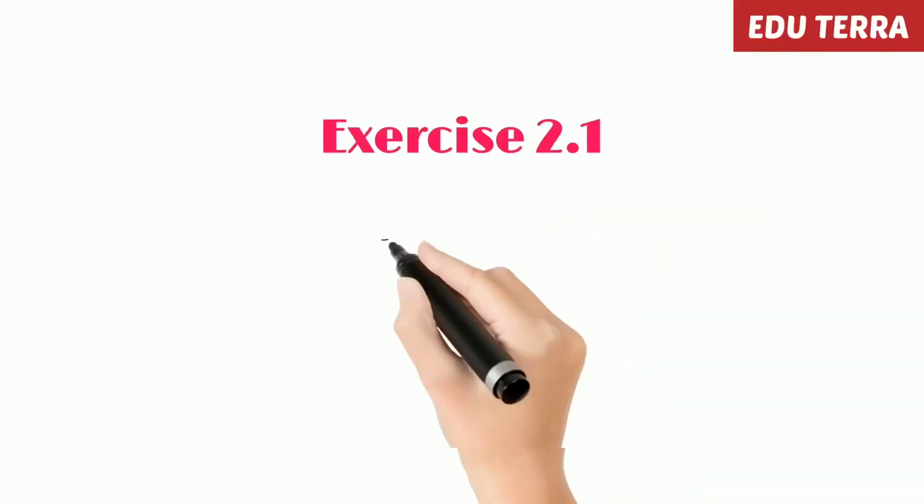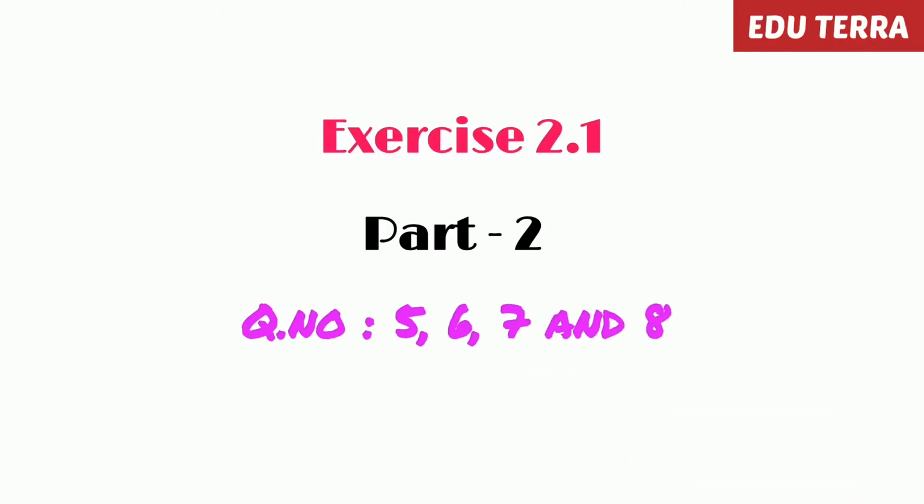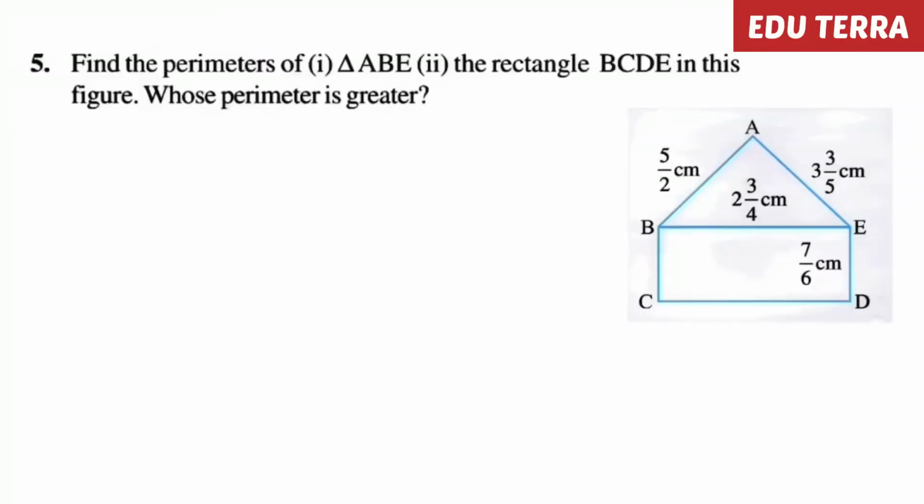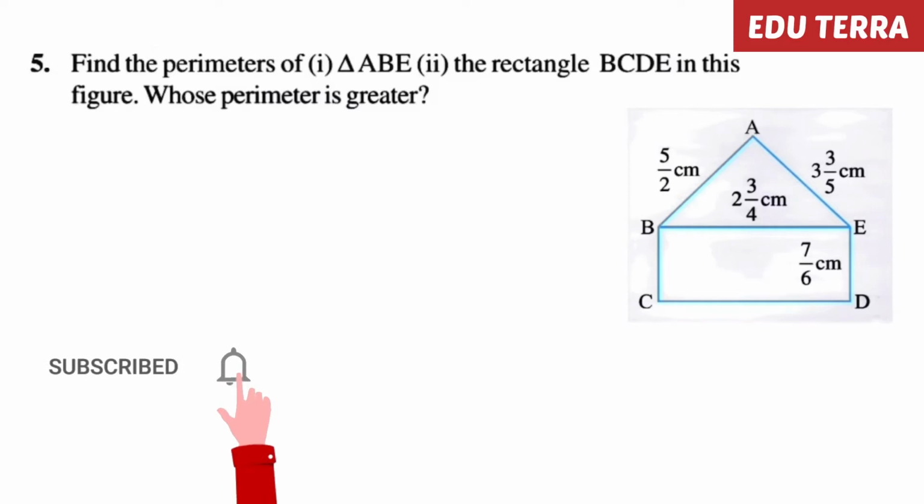Exercise 2.1 Part 2. Question number 5, 6, 7 and 8. Now question number 5. Find the perimeters of number 1 triangle ABE, number 2 the rectangle BCDE in this figure. Whose perimeter is greater? Means here we have to find the perimeter of the triangle, then rectangle, then compare.